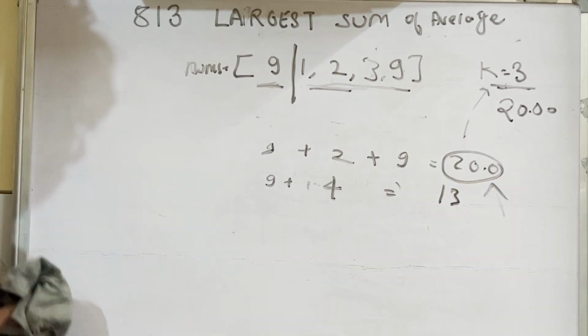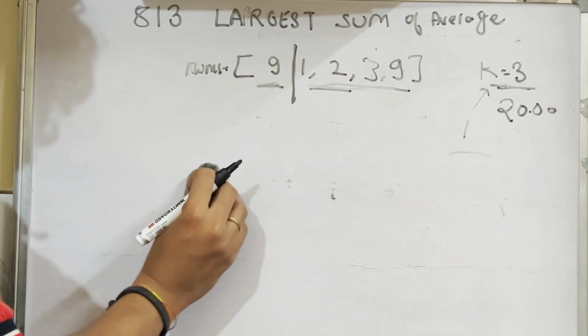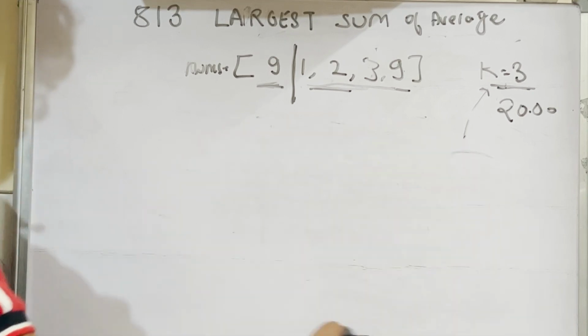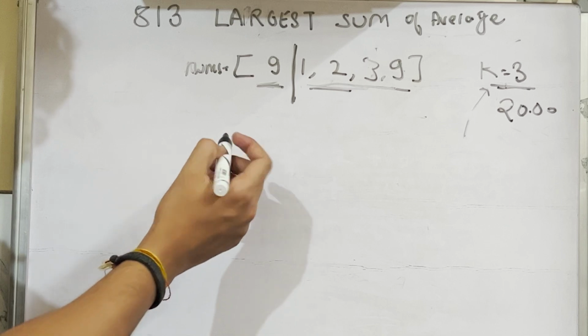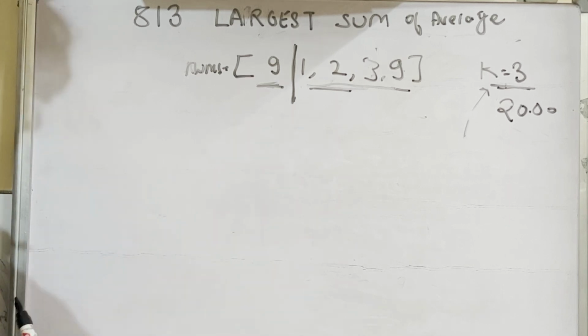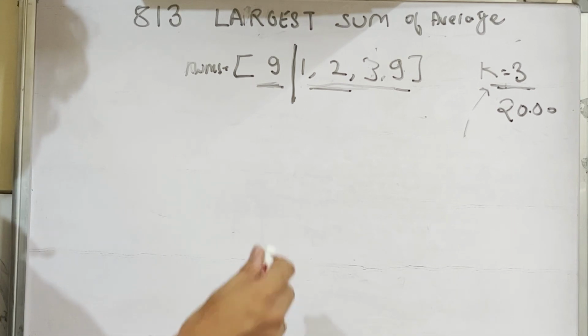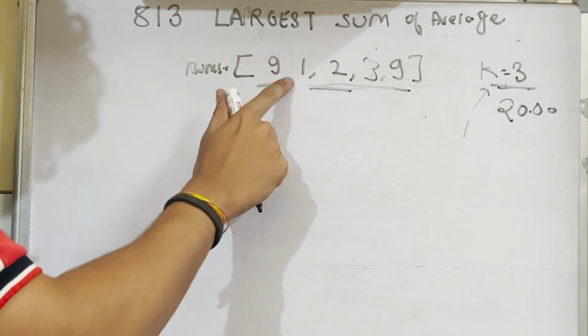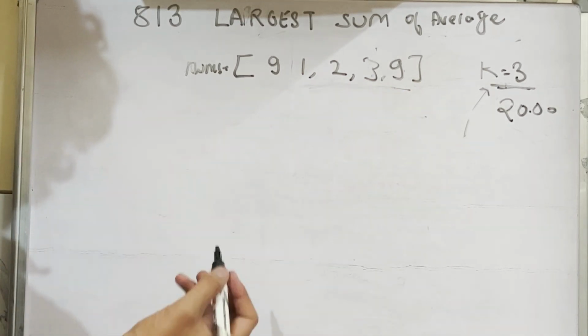So hope you understand the question and what the question is asking. So how will you approach it? You have to divide an array into sub-arrays at most k times, and at every index you have a choice of whether to divide or not. Okay, you can try from any index.